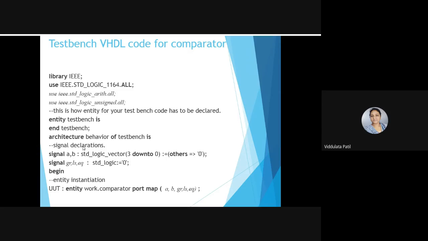I have missed that part in this ppt, but let us discuss that. In the component declaration, whatever are the ports of the comparator, that is a and b, both are inputs, and they are std_logic_vector of 3 down to 0. The outputs are gr, ls and eq, which are out, and they are of std_logic, so all are bit ports. Then it will be the end of that component.